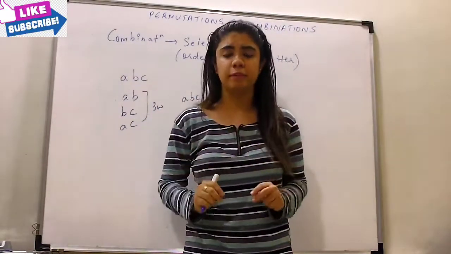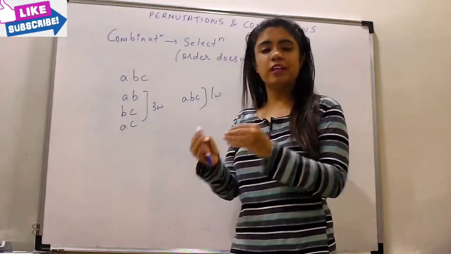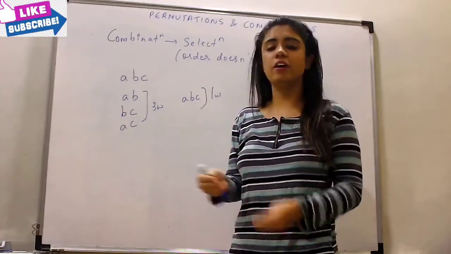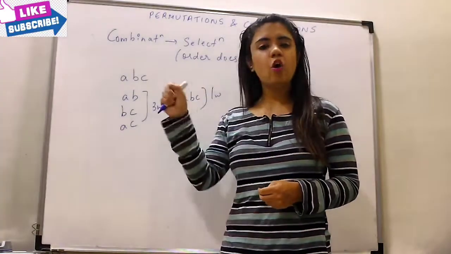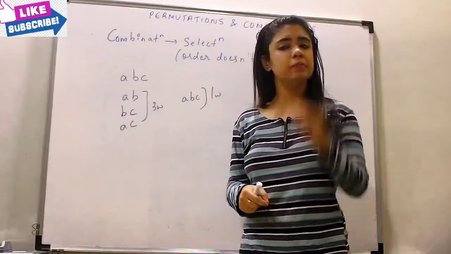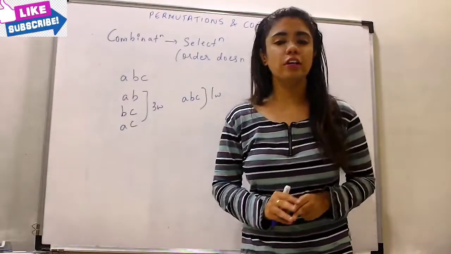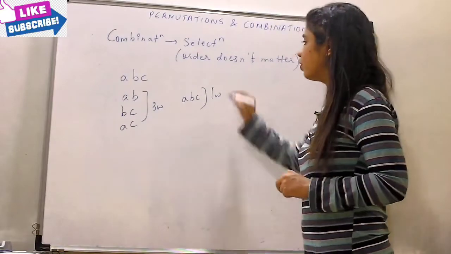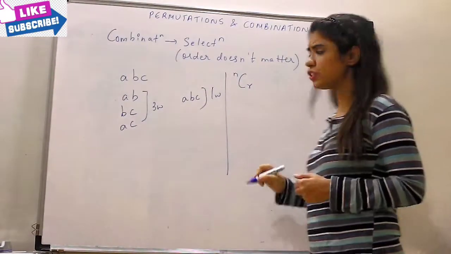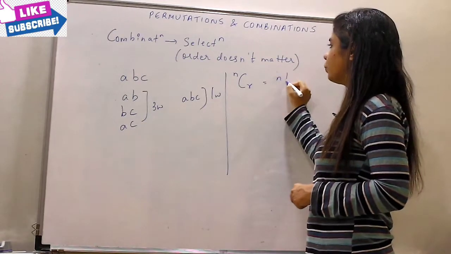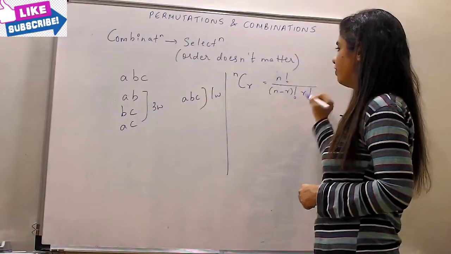The order does not matter. But suppose I tell you, let's say I have 10 people, and I have to select 5, or 7, or 8. In how many ways can I do that? Writing all the combinations is not possible because it's going to take a lot of time. So here comes the formula for combination. The formula for combination is nCr, which is nothing but n factorial upon (n minus r) factorial into r factorial.